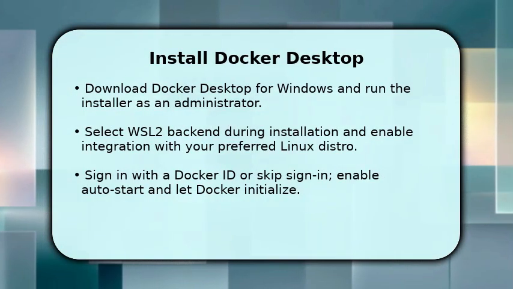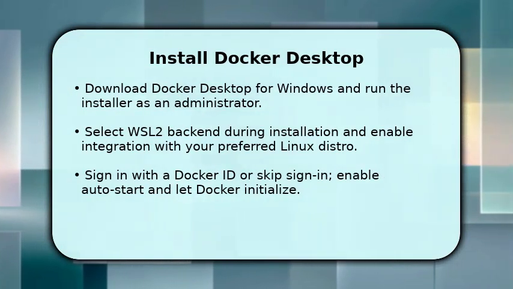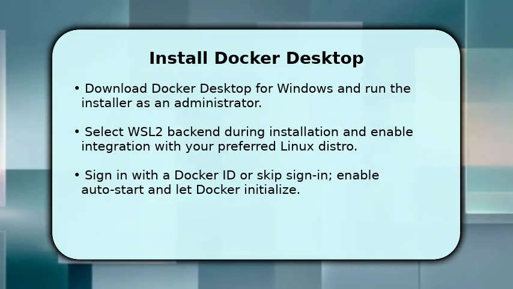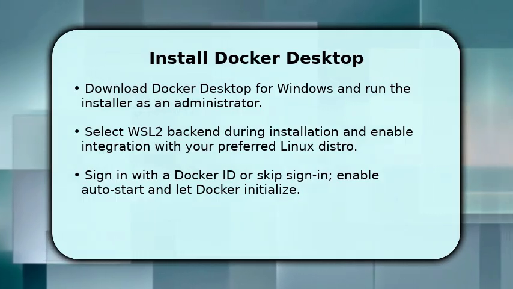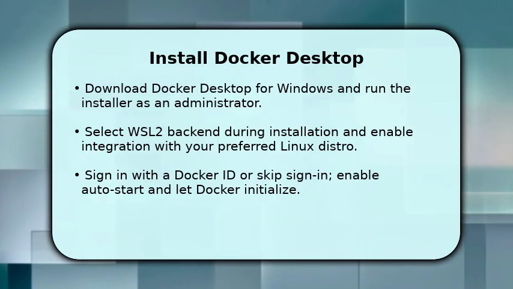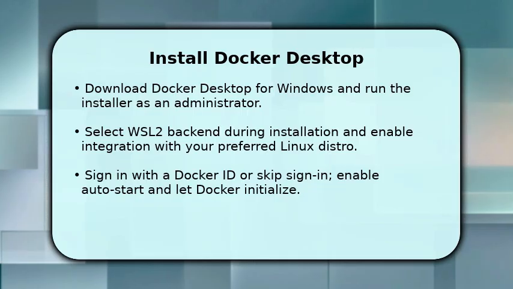Download Docker Desktop for Windows and run the installer as an administrator. During setup, choose the WSL2 backend and check the box to enable WSL2 integration. The installer will prompt to enable required features such as Hyper-V and Virtual Machine Platform; accept and continue.